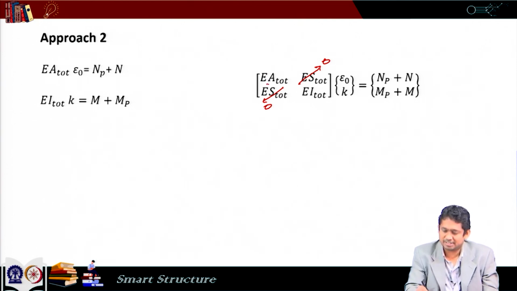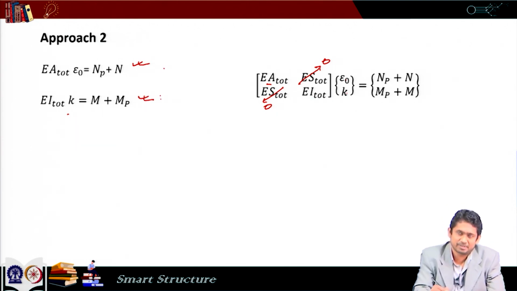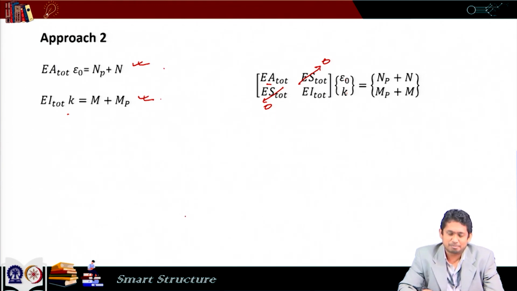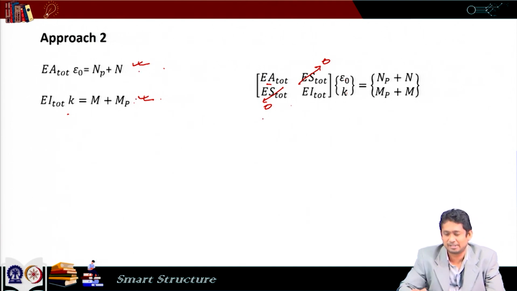So, this equation is EA total multiplied by epsilon 0 is equal to NP plus N, and we have another equation, EI total multiplied by kappa is equal to MP plus M. Now, these two equations can be solved separately and the results can be superimposed. So, again results should be the same. We will have both axial and vertical displacement, but the advantage is that we do not have a coupled equation. So, solving these two individual equations is easier than solving a coupled equation.